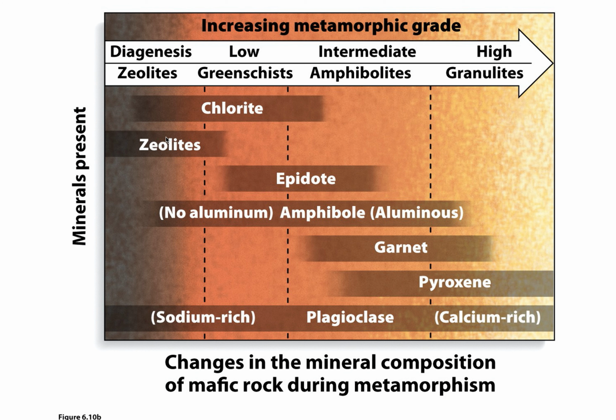So now we have the same diagram again, but we are changing the bulk rock chemistry of the precursor. We have the change in the mineral composition of mafic rock during metamorphism. Under low-grade metamorphic conditions, or during diagenesis, we have so-called zeolites. Zeolites are very water-rich minerals. You know this from last year.